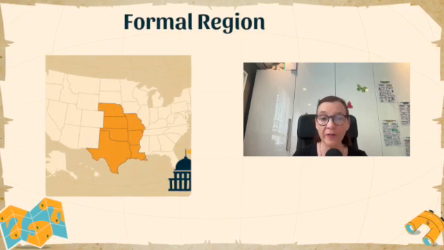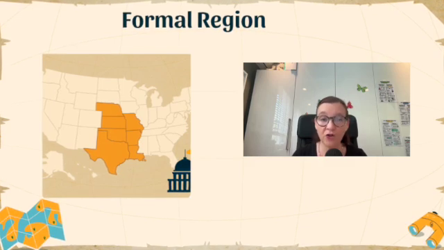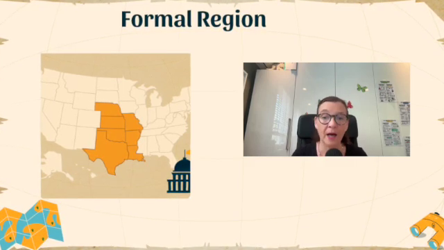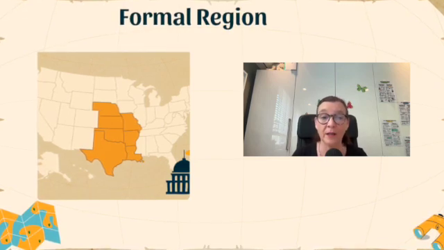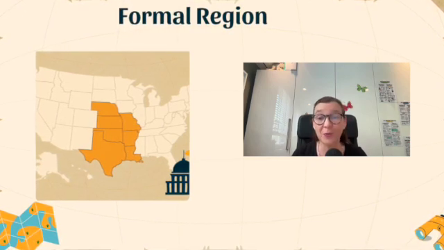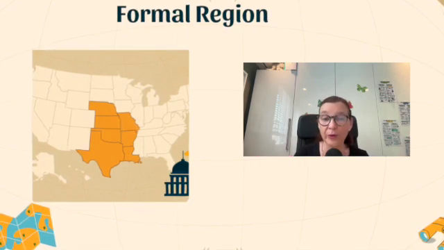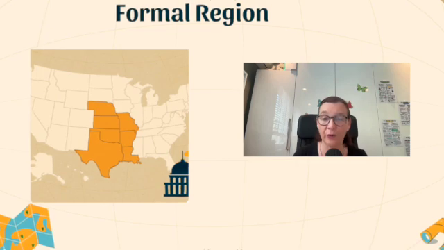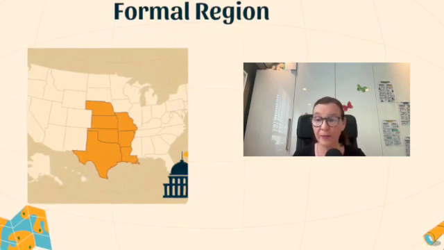For example, the Sahara Desert is considered a formal region because it is defined by its dry climate and desert landscape. Another example could be countries with official borders like France or Brazil, or even the Corn Belt in the US where corn production dominates. What's important to remember is that formal regions are clear and uniform. Everyone in that region shares the same characteristic, whether it's climate, government, or language.